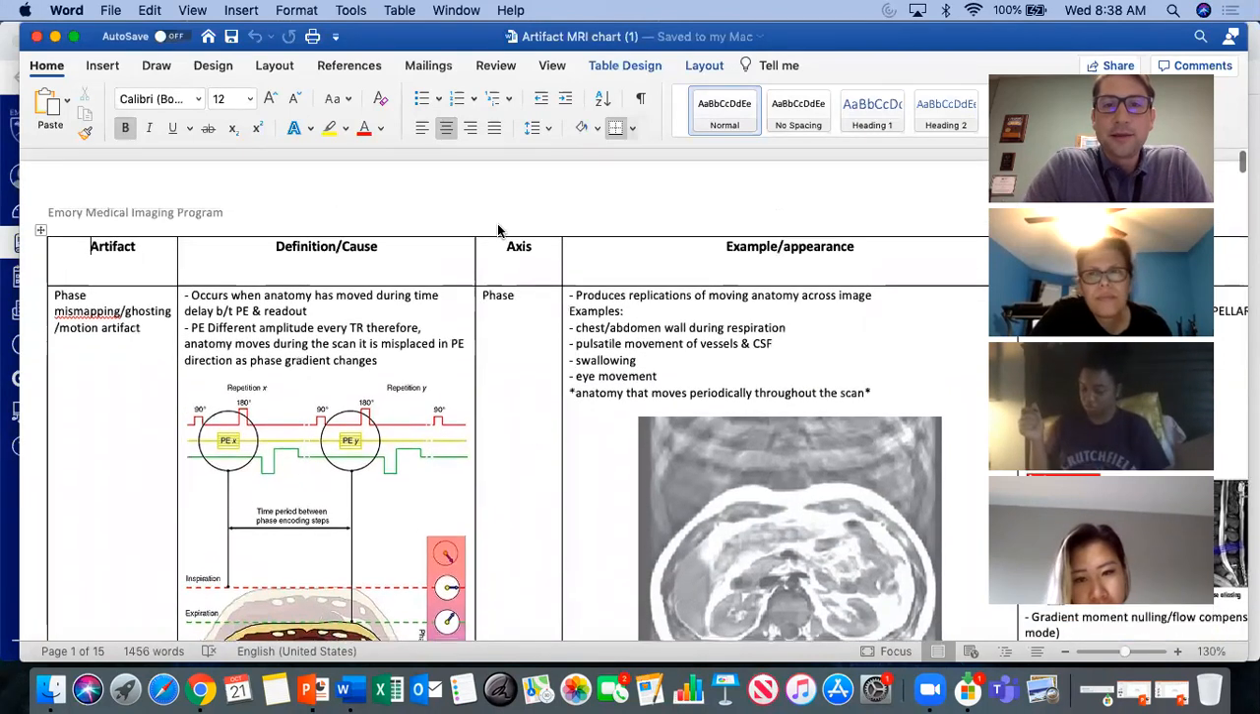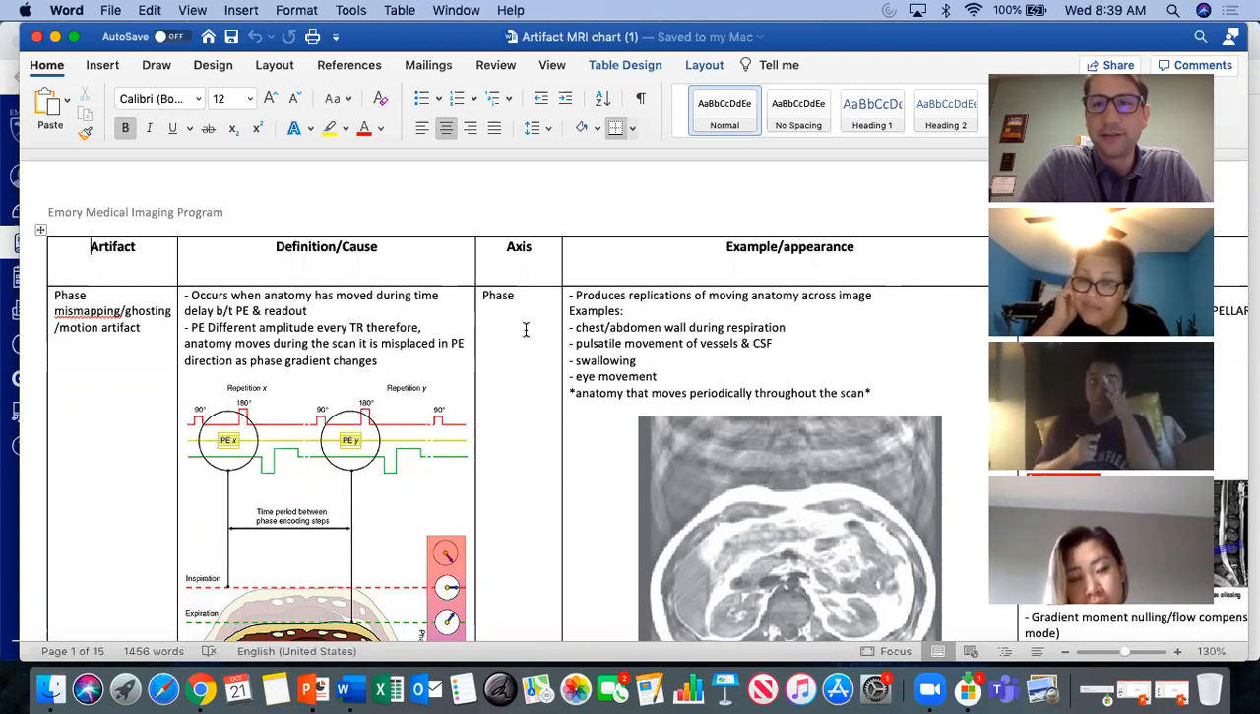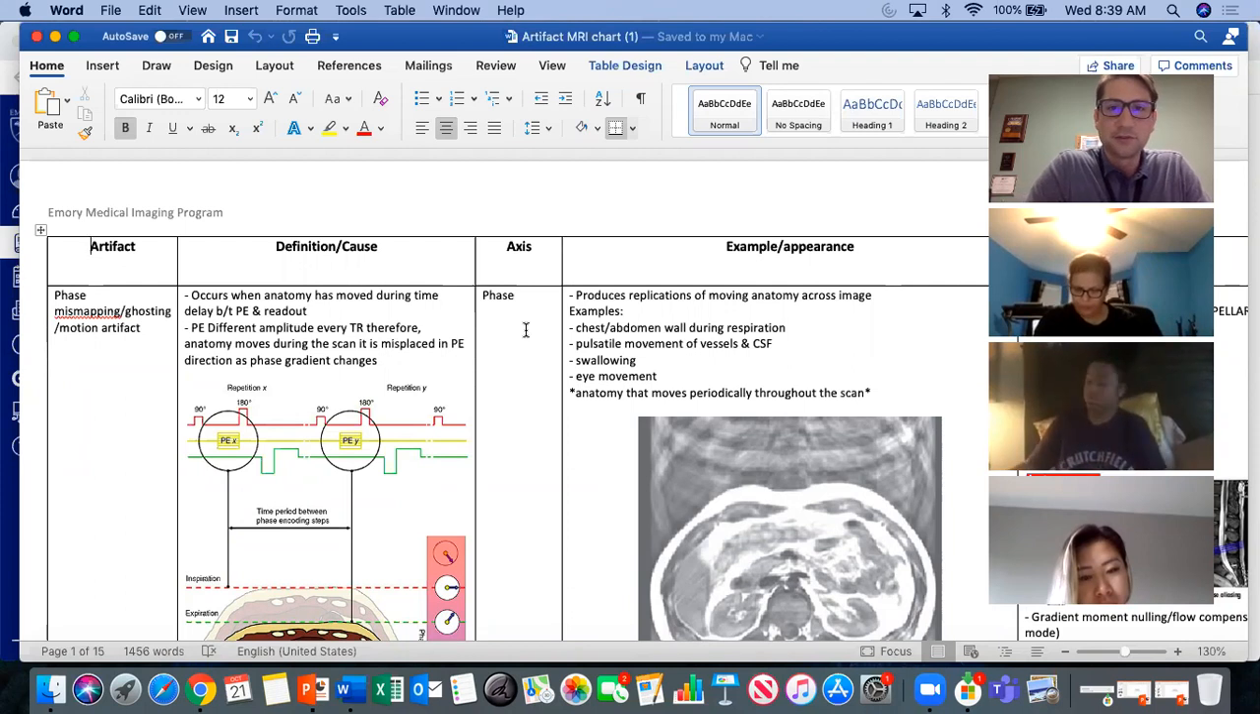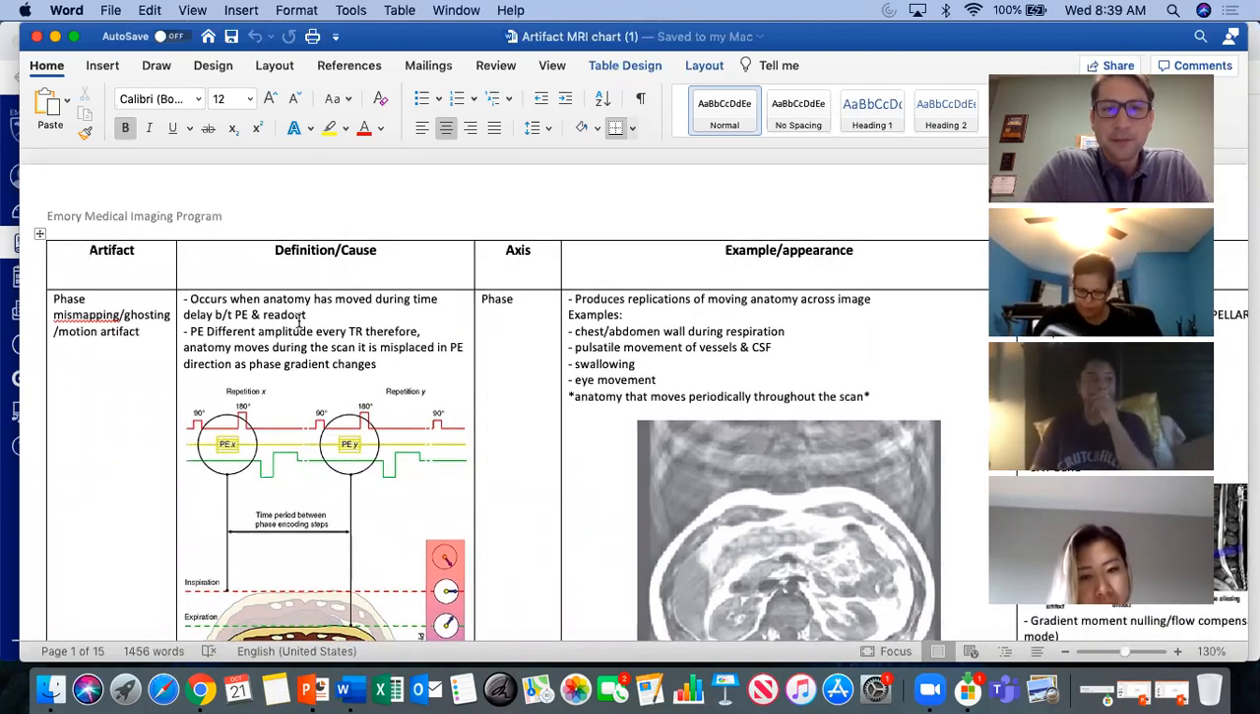Another big column you need to know is the axis which the artifact runs along for each of these artifacts. So it could be the phase, it could be the phase and frequency, it could be just the frequency, it could also be the slice select or the slice direction. So make sure you know the axis. Make sure you know just a quick, one sentence definition of the artifact.